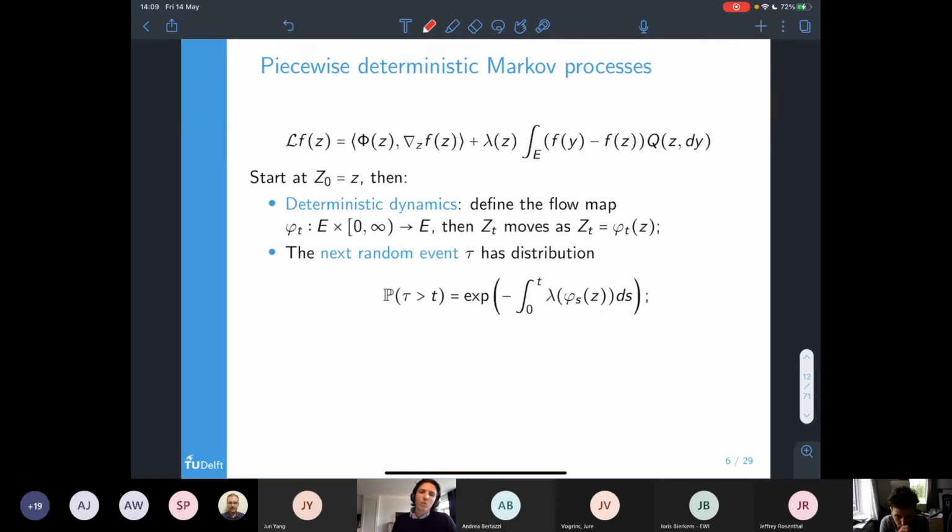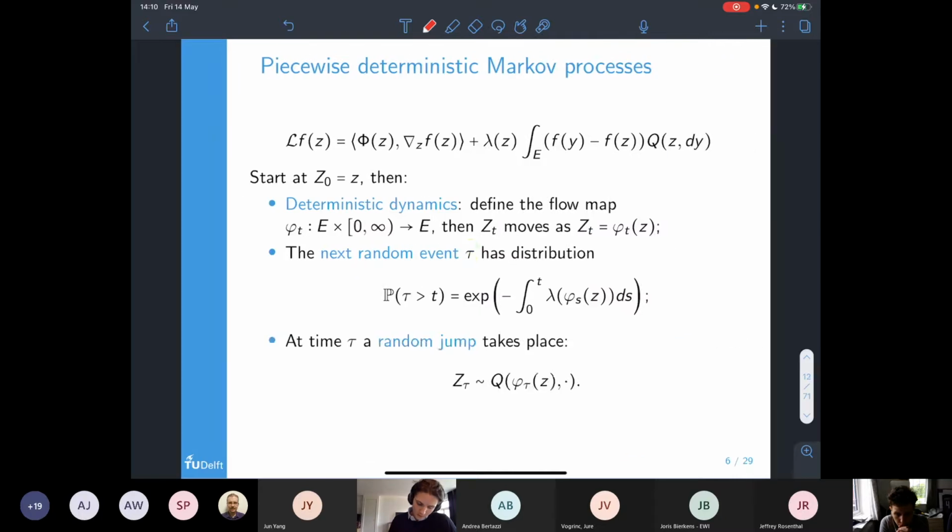Then we have to sample, to simulate this random event that here I'm calling tau. This has the probability distribution I wrote in the slide. It involves lambda, our jump rate, so the distribution is really determined by lambda. And interestingly, here we have the flow map. So this would be Z_s if we were moving according to the flow.